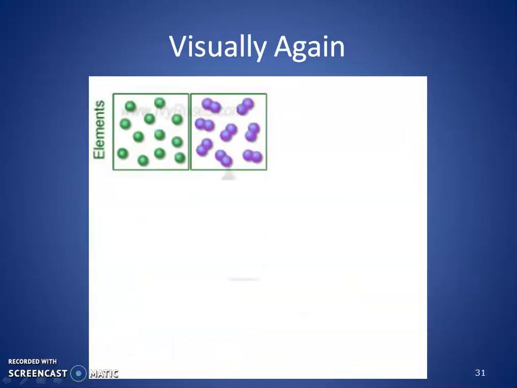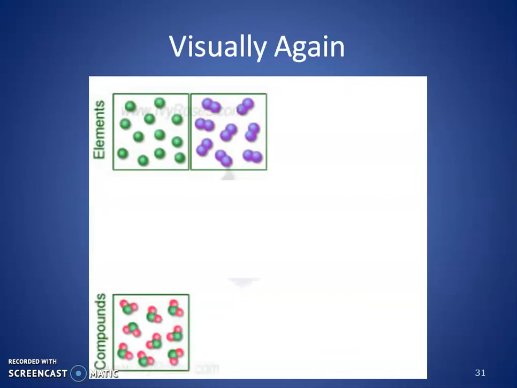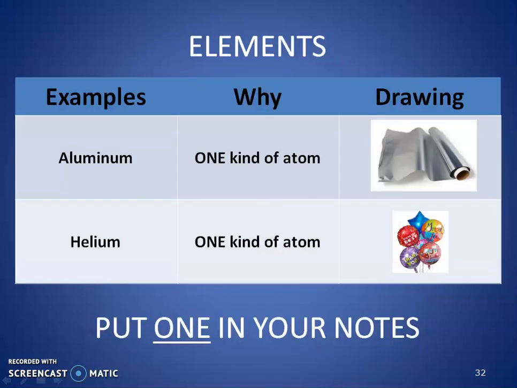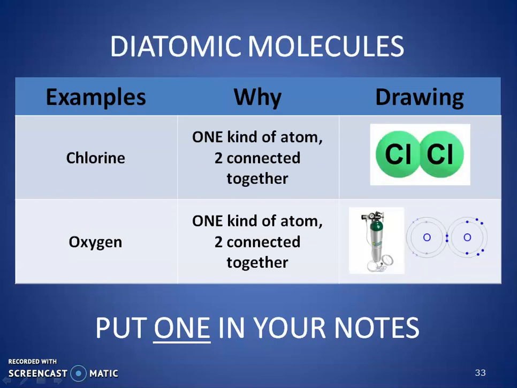So again, here are some visuals of what elements look like, what compounds would look like, and what mixtures would look like. Again, pause and make sure you're really understanding what it would look like on the molecular level. So in your notes as well, put one of these examples. Again, this tells you the example, this tells you the why, and maybe you might want to draw something, for example, of an element, an example of a diatomic molecule, and again, we'll talk about this more in detail later, but some elements do not exist on their own. Some of them have to be connected to each other in order to exist.